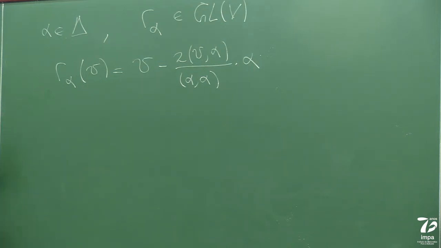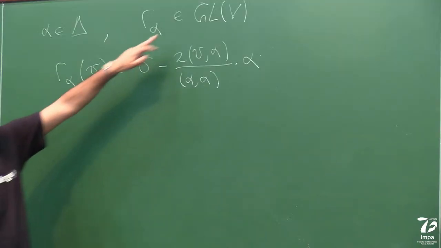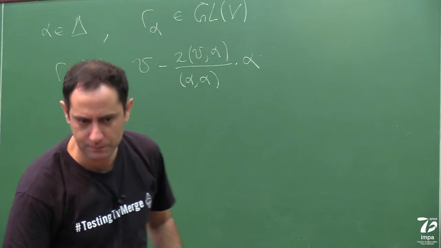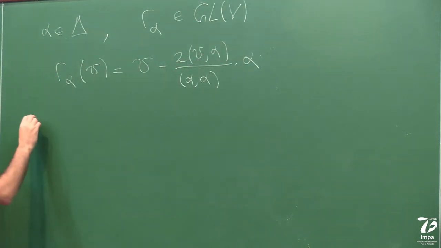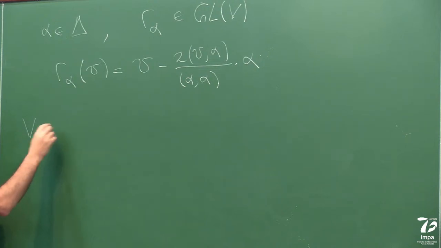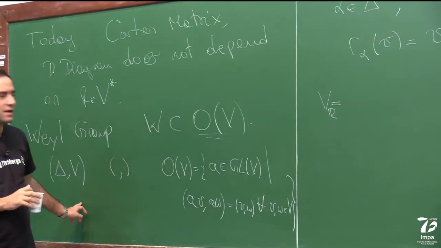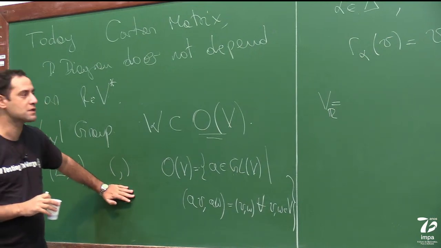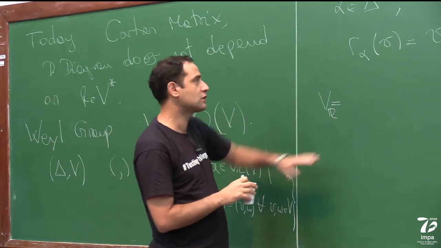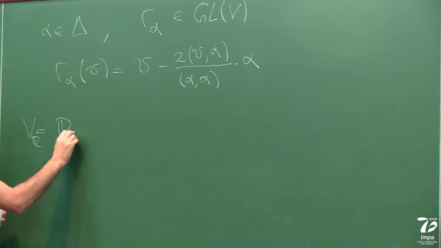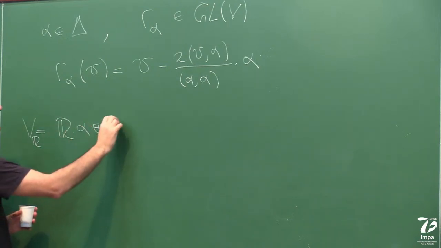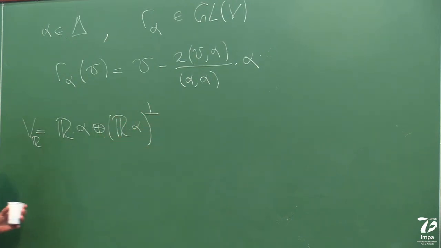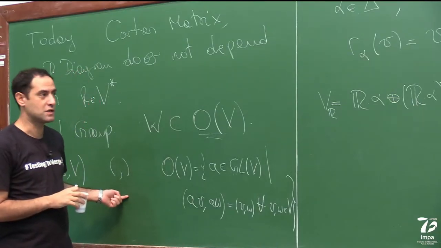So the first observation is that this thing is actually inside of O(V). Well, actually, let's prove that it's also inside of GL(V). But that's kind of clear. Alpha is inside of delta, and delta doesn't have zero, so alpha is non-zero itself. And you can break V into, well, I don't know if Jethro defined this vector space over the rational numbers or the real numbers. I'm considering V with this inner product with values in the real numbers. So I'm going to just write V_R to be the real vector space. And you can break this as alpha plus everything that is perpendicular to that, with respect to the inner product that you have, which is a positive definite inner product.